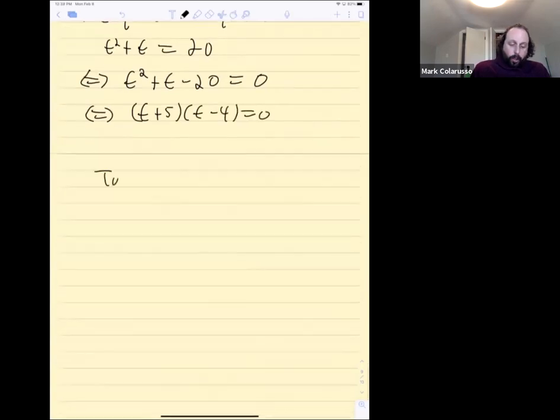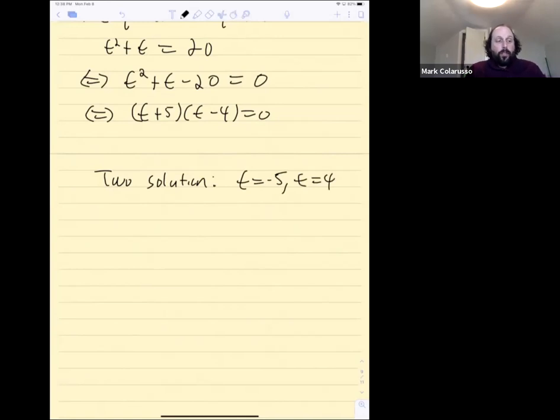And notice that we have two solutions. t equals minus 5 and t equals 4, right? But only one of these solutions is actually admissible for the problem, because you have to think about it this way, we only start observing when t equals 0. So this t equals minus 5 solution has to do with before our observations start. It's not admissible in this situation. So the only solution that's admissible is for the positive time.